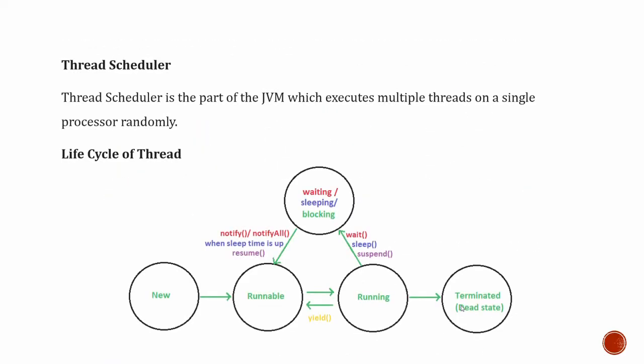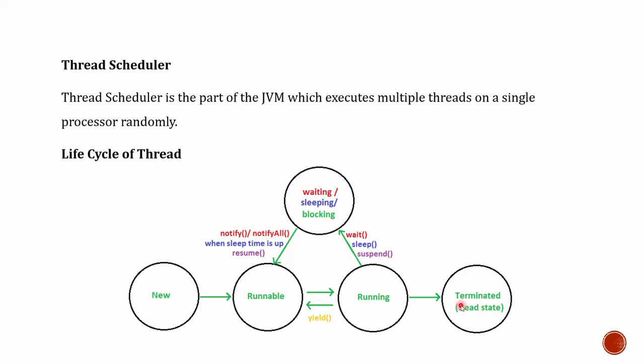The next one is the thread scheduler. We all know what the JVM, the Java Virtual Machine, is. The thread scheduler is a part of the JVM which executes multiple threads on a single process. So the JVM thread scheduler is responsible for executing multiple threads in parallel. Usually, a thread has its own life cycle.